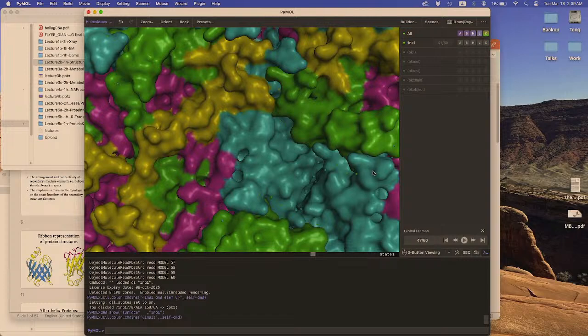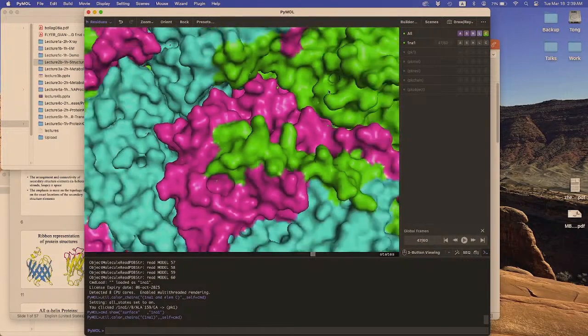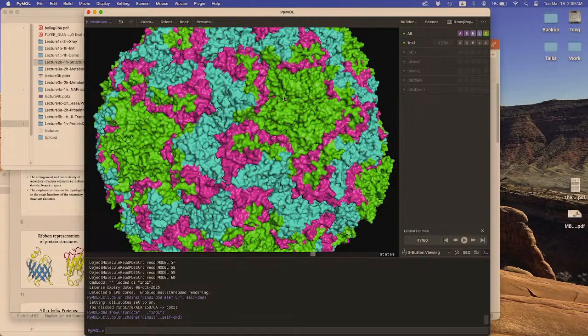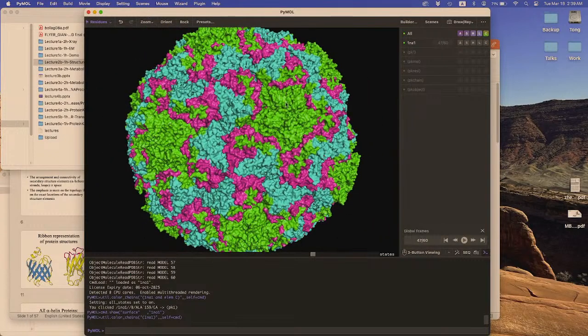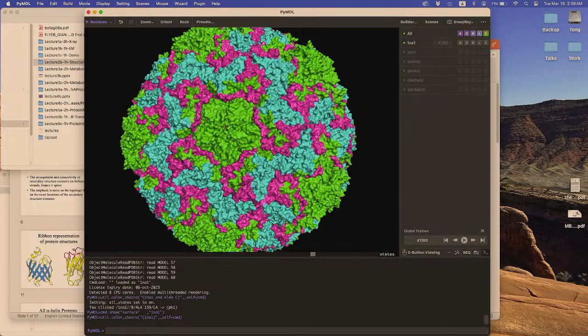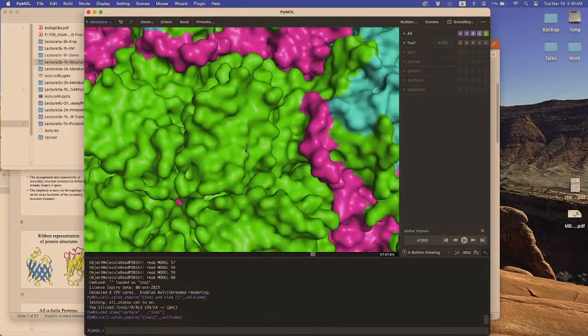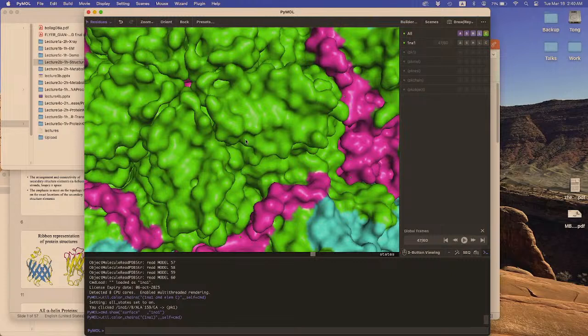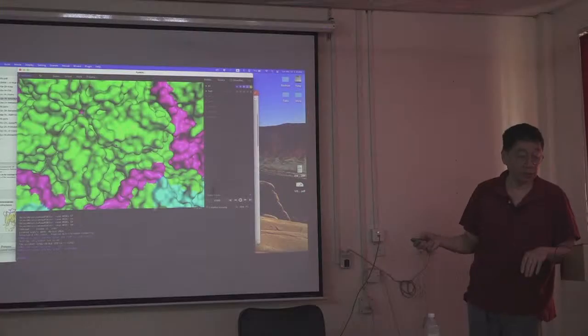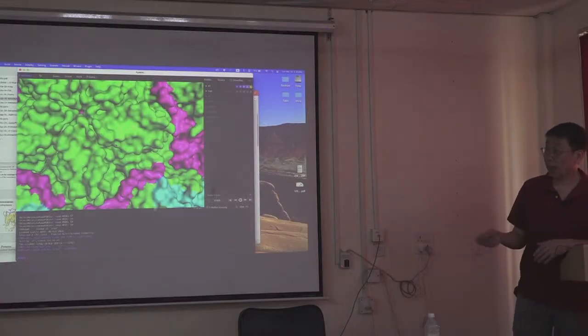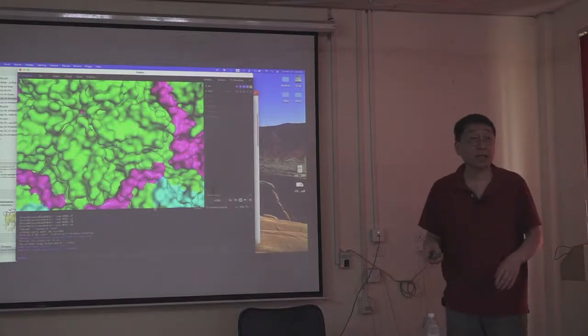And then if I zoom out again, you can really see no gap. The only gap you can find is right here. You can see a little hole right there at the fivefold axis. Everything else is completely covered. So it's a really remarkable evolutionary architecture to form something like this to encapsulate the viral genome. I guess that's all I'll show you today.